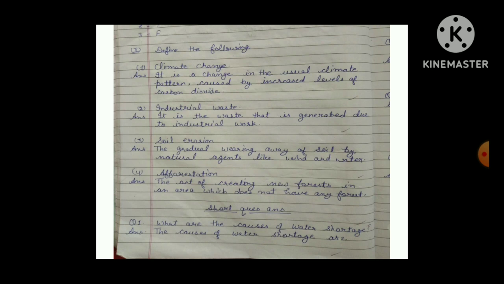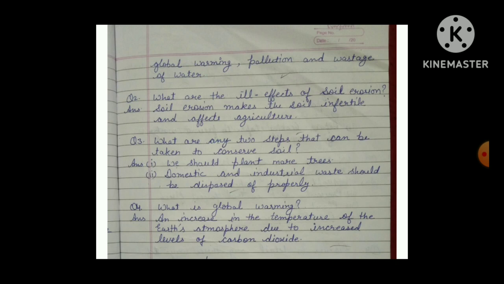First question is, what are the causes of water shortage? Answer is, the causes of water shortage are global warming, pollution, and wastage of water. So because of these reasons, there is water shortage. These are the main reasons because of which water shortage is there.